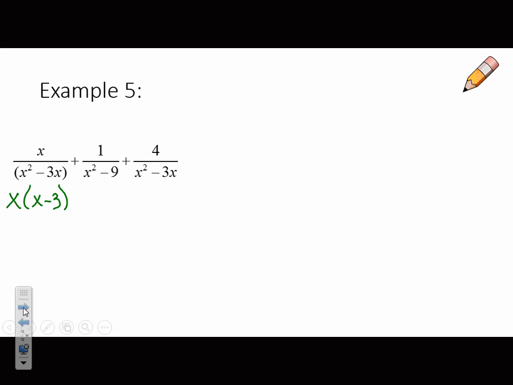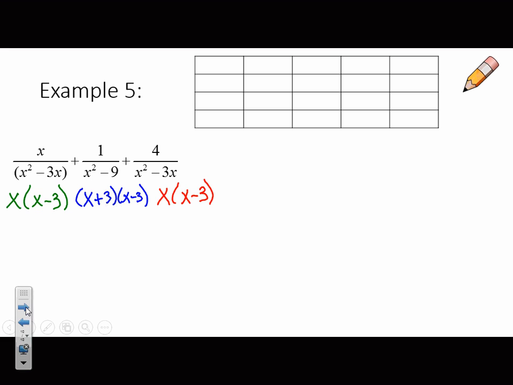The second one I can also factor because it's a difference of squares, so I have x plus 3, x minus 3. And then my last one here, I can also factor. I can take out a greatest common factor, x, so I'm left with x minus 3. When I look at these, I'm going to put them into my table again. So my first one, I have an x and an x minus 3. Second fraction, I have x plus 3, x minus 3. My third one, I have an x and x minus 3.